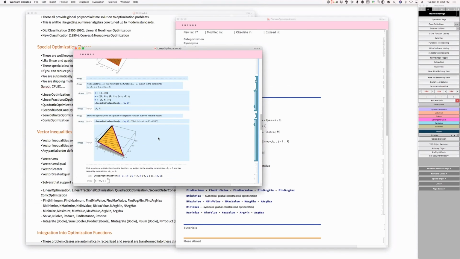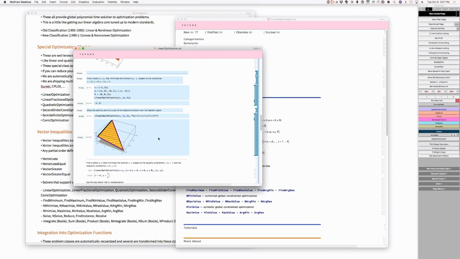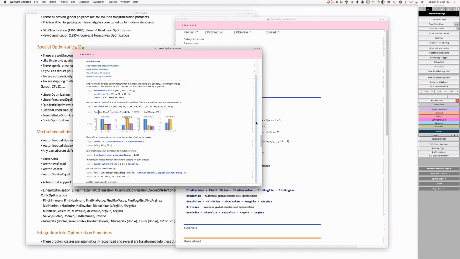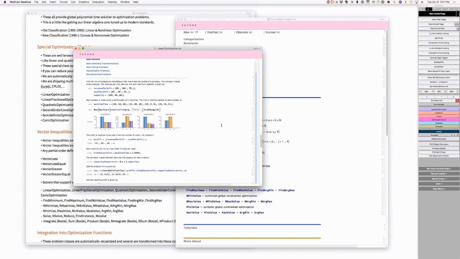The application examples, I think, are rather good at this point, but basic scope and properties need another round. I think the applications are really quite impressive. It will give you more than you would get in a typical class on linear optimization, and similar for all the other classes.